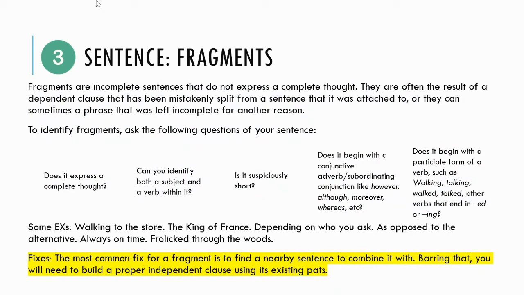Some examples of sentence fragments include the following: walking to the store, the King of France, depending on who you ask, as opposed to the alternative, always on time, frolic through the woods. The most common fix for sentence fragments is to find a nearby sentence to combine it with. Just keep in mind that if you did combine the fragment with a nearby sentence, you would need to build a proper independent clause using its existing parts.